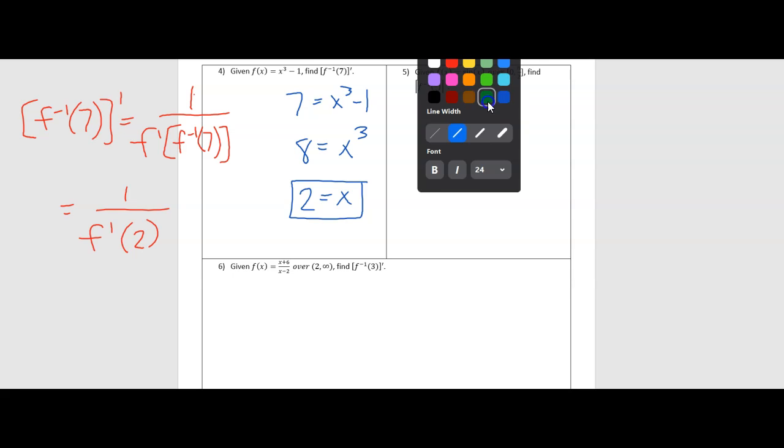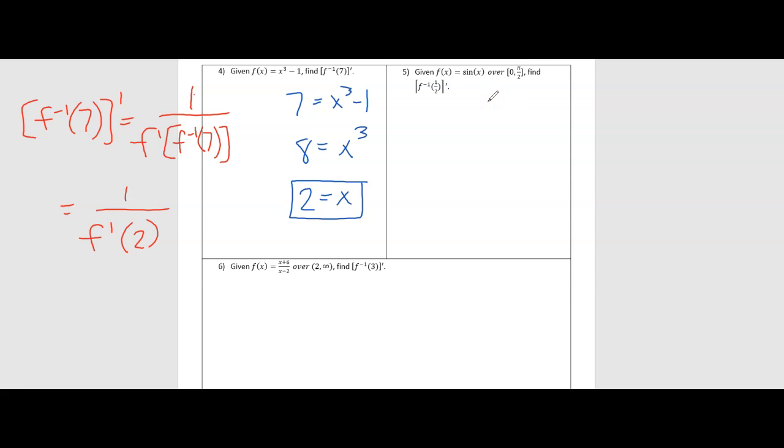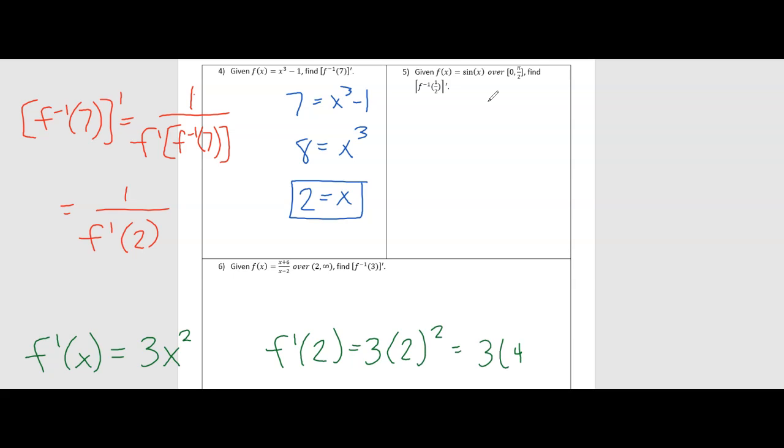I don't know what f prime is, but I sure can find it because I'm given, again, f of x. So if I take the derivative of f of x, I'm going to get f prime of x is equal to 3x squared. Derivative of negative 1 is just 0. So if I evaluate f prime at 2, f prime of 2 is equal to 3 times 2 squared, which is equal to 3 times 4, which is equal to 12. Well, that's going to give me 1 over 12. And that is the derivative of f inverse evaluated at 7.